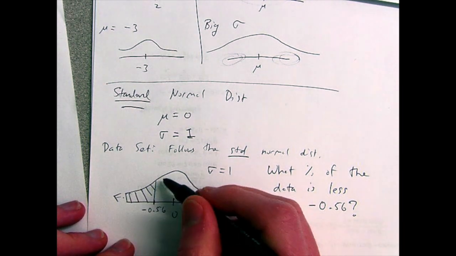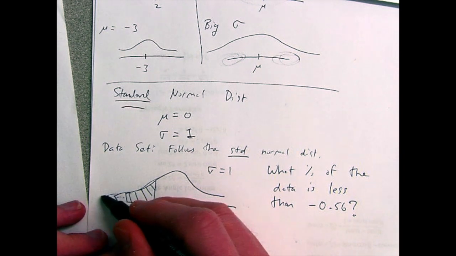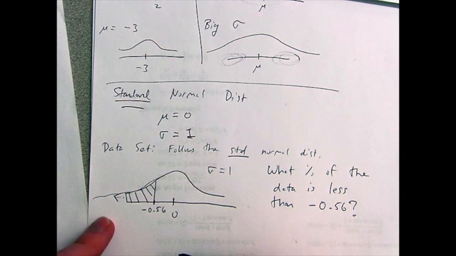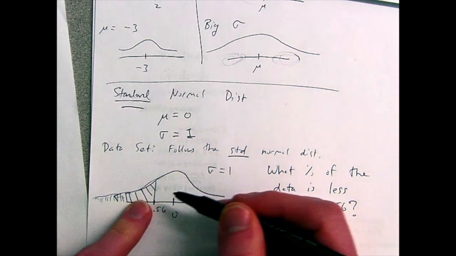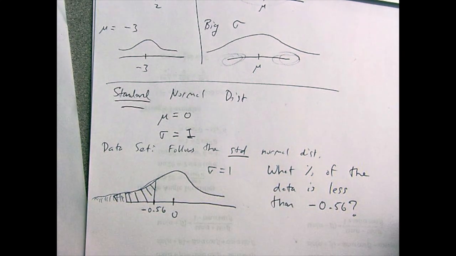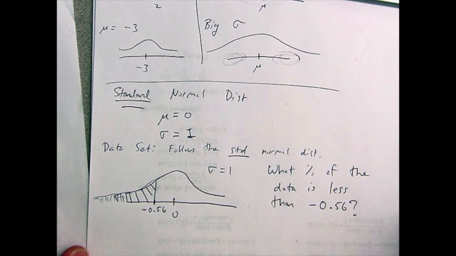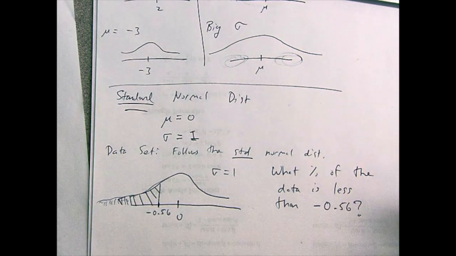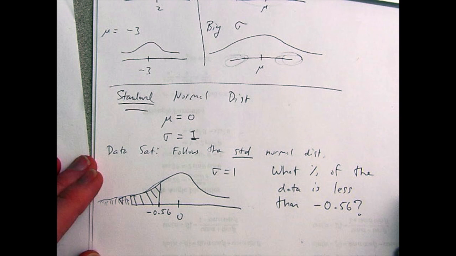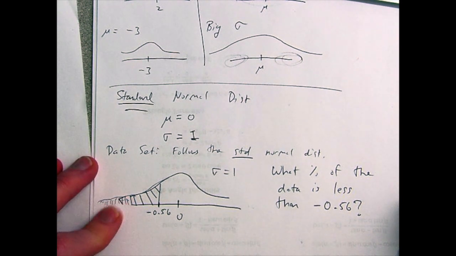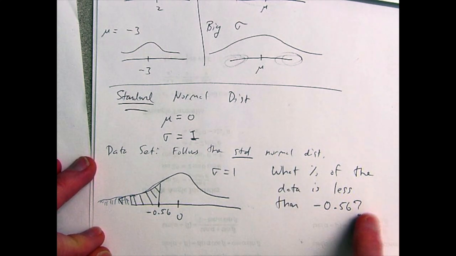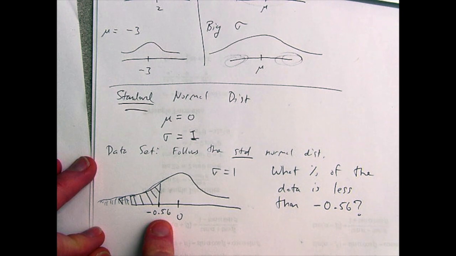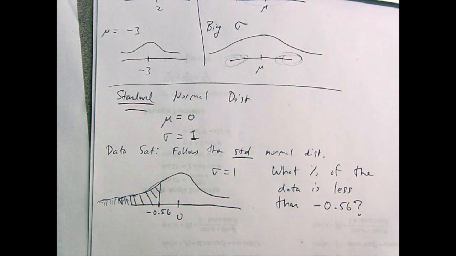I want to emphasize this curve actually goes on forever and asymptotically approaches the horizontal axis. So this region is infinitely long, even though it's actually finite in area. Kind of a strange concept. Infinitely long, but finite in area. It's not common to see something like that, but that is the case here. So anyway, the percentage of the data less than negative 0.56 is just the area to the left of negative 0.56 underneath the standard normal curve.